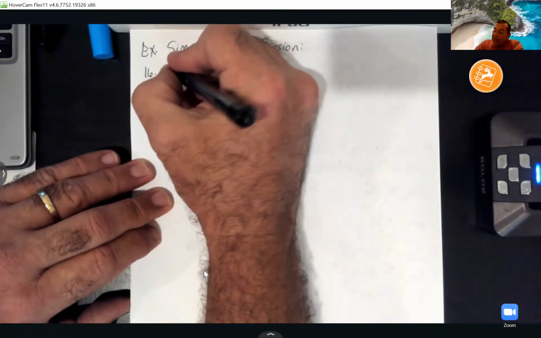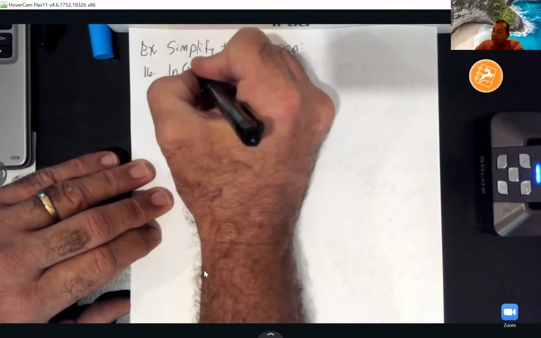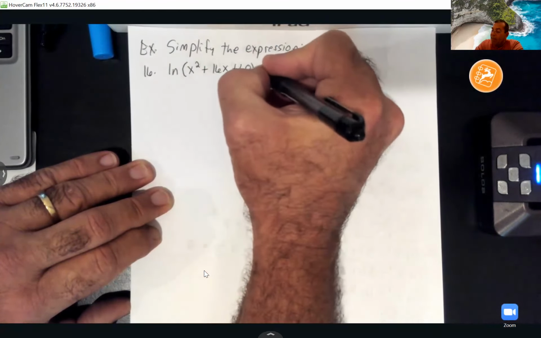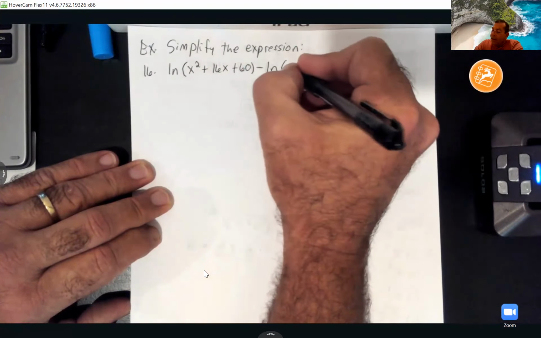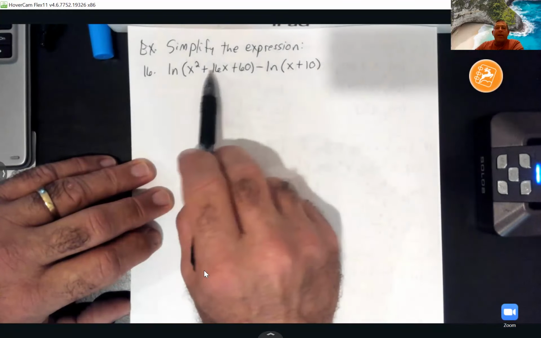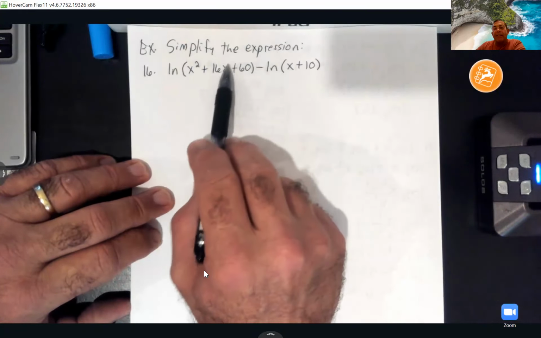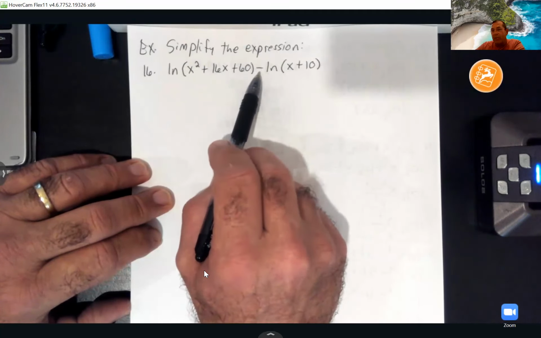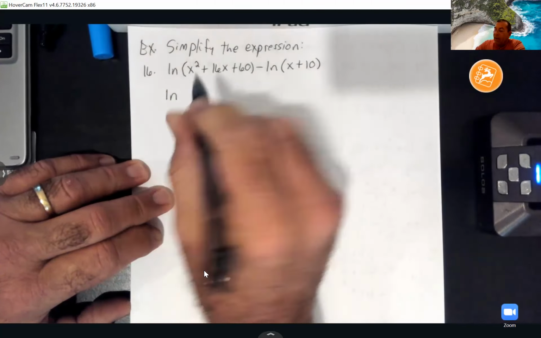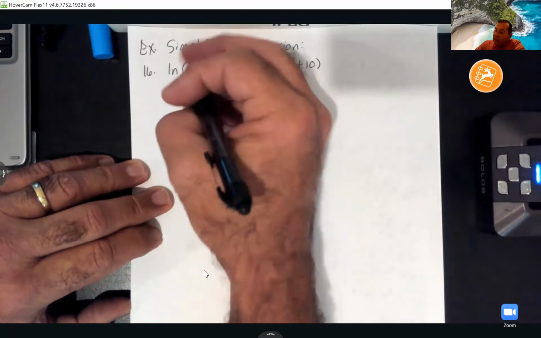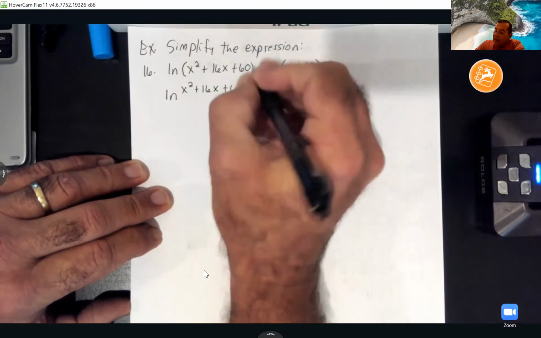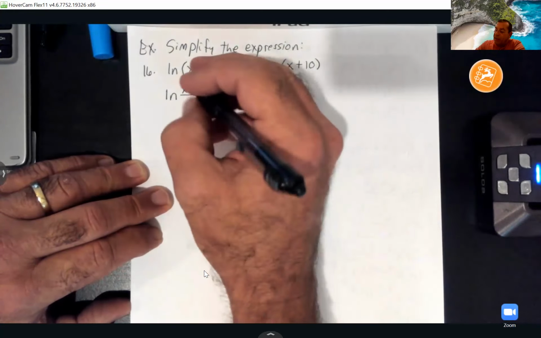All righty, so 16 has the ln of x squared plus 16x plus 60 minus a ln of x plus 10. The only thing we can do with this one right off the bat is rewrite it as a single logarithm. This one's being subtracted, so it's going to look like a quotient again. So break out that ln. The top will be this positive factor, the x squared plus 16x plus 60, all over the x plus 10.